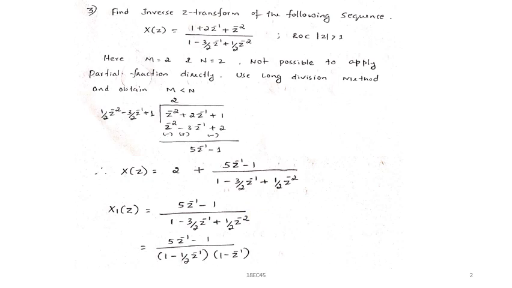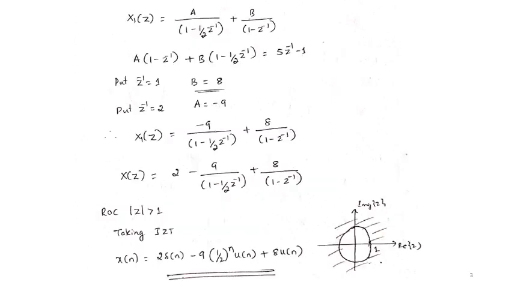Apply the partial fraction method. X1 of z is equal to A divided by 1 minus 1 by 2 z inverse plus B divided by 1 minus z inverse. Then cross multiplication: A into 1 minus z inverse plus B into 1 minus 1 by 2 z inverse is equal to 5z inverse minus 1.